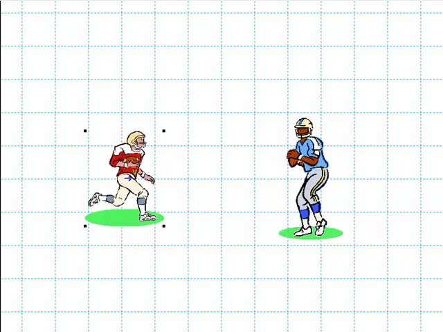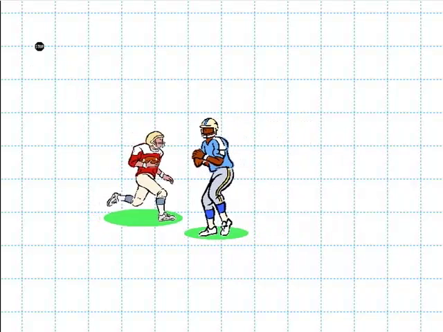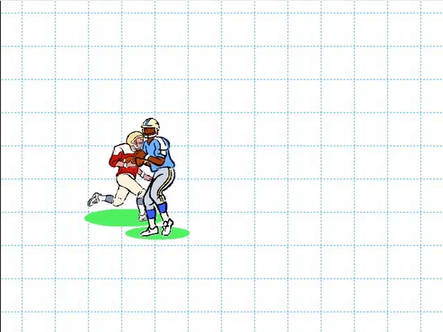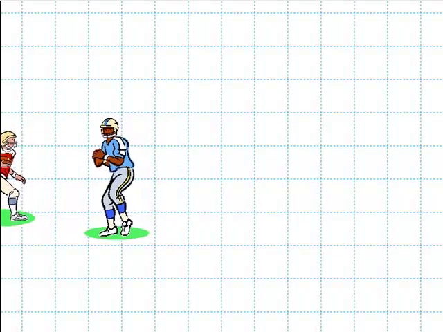So here we have the quarterback running at the linebacker, who seems to be just standing in the way. And again, the linebacker in this case receives the force, but the quarterback is also being slowed down, is not running as fast as he used to.